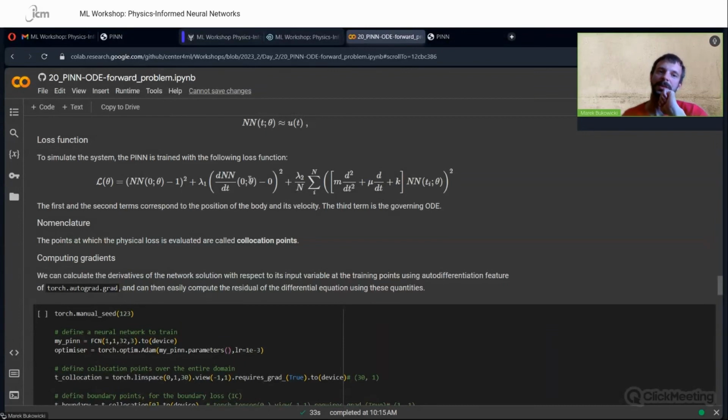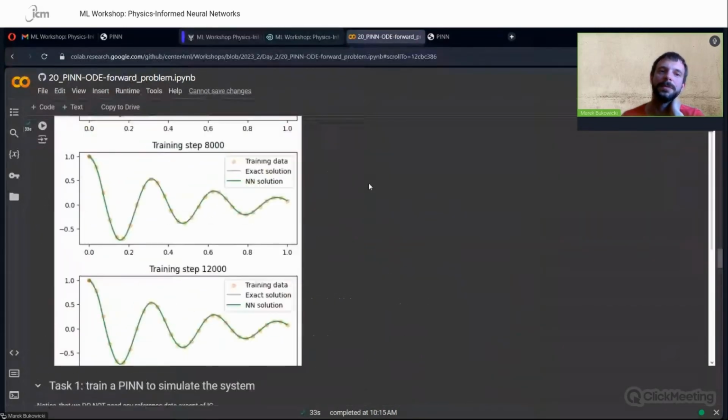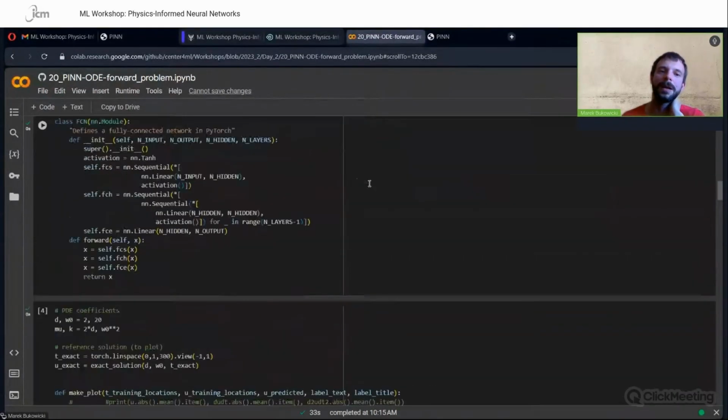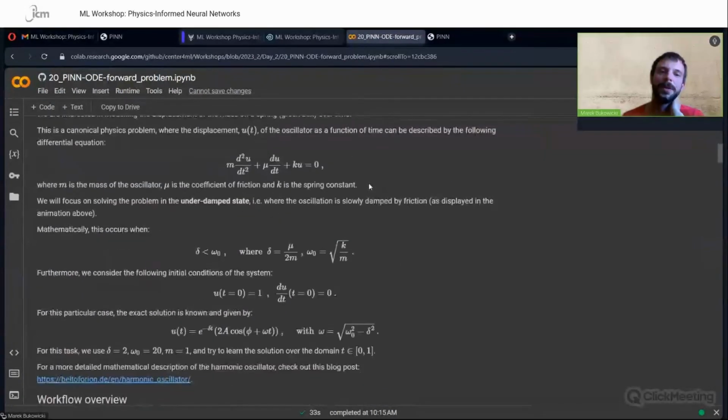The third term is the condition for the physical equations. The governing equations, let's go back up, are like this, and so we would check at different points if the derivative of our approximation u meets this criterion.